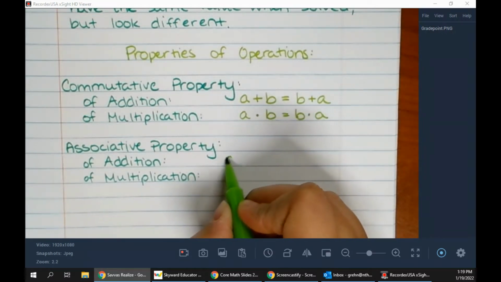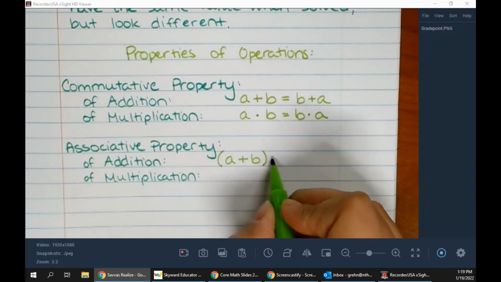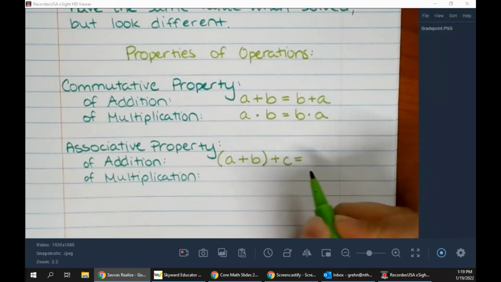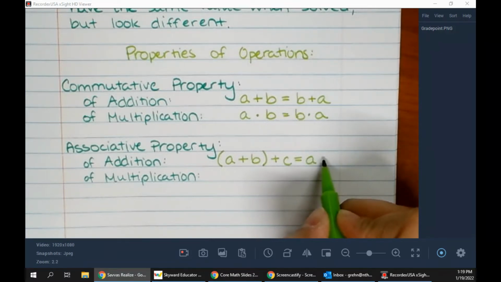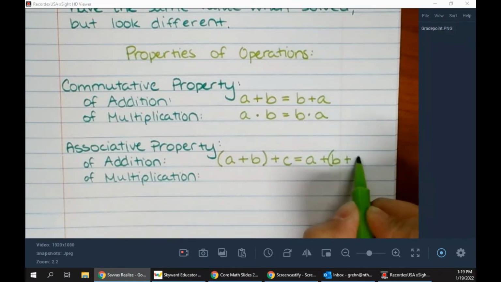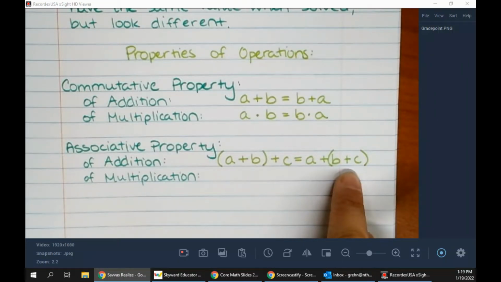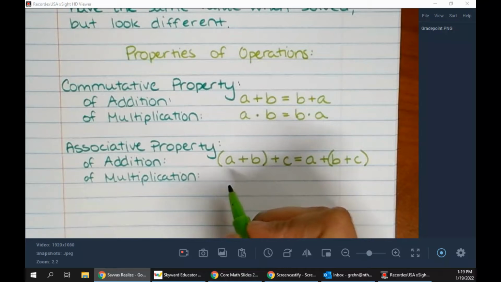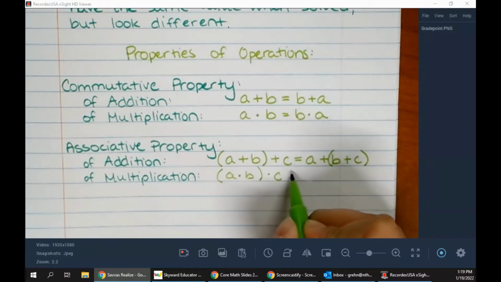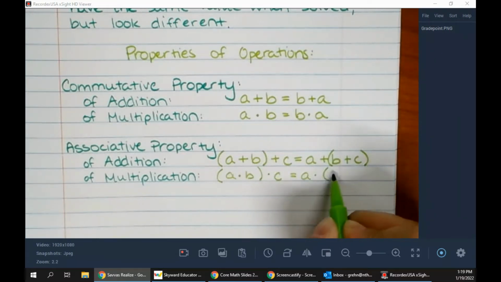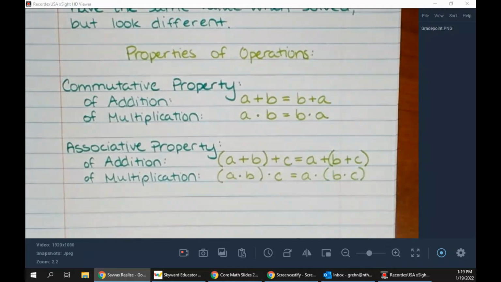So for example, if we have two numbers that we're adding, a plus b, and those are grouped together, and then we're adding on c, that's the same thing as if we grouped together the b and the c. So we could add a and b first and then add on c, or we could add b and c first and then add on a, and you get the same exact answer. Same thing goes for multiplication. So if I group together a times b and then multiply by c, that's the same thing as grouping together b times c and then multiplying by a.